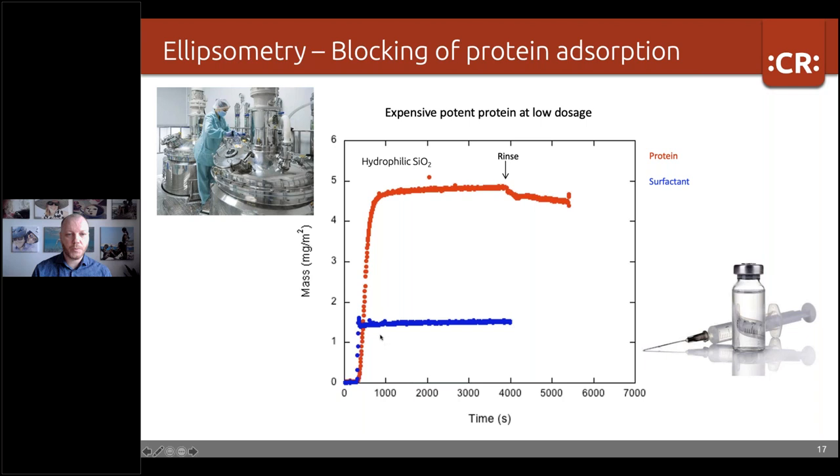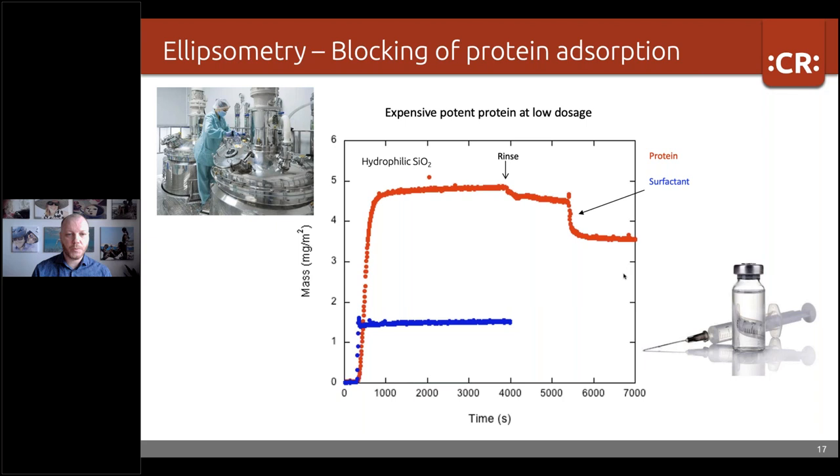So you can see that there's a distinct difference in adsorbed amount comparing the surfactant and the protein. And if you first adsorb the protein, sort of add that to your liquid cuvette and let it adsorb and measure in situ, and then add your surfactant afterwards, you can see that some of the protein is actually removed from the surface. So some of it is removed and goes back into the bulk. That's a good thing, of course, but it's still not good enough.